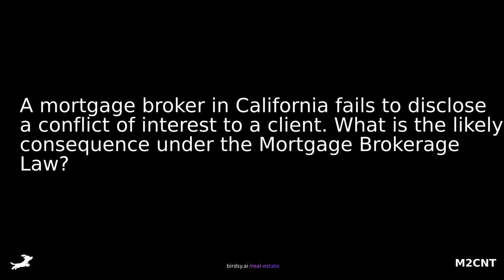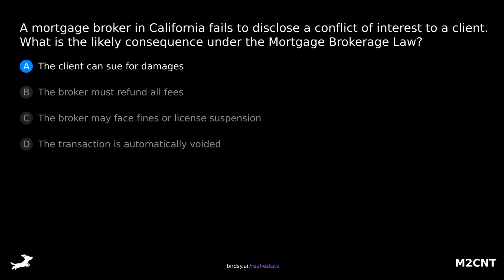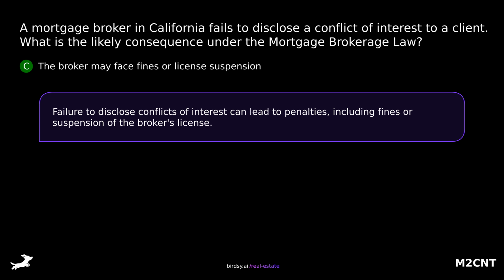A mortgage broker in California fails to disclose a conflict of interest to a client. What is the likely consequence under the mortgage brokerage law? Is it A, the client can sue for damages? B, the broker must refund all fees? C, the broker may face fines or license suspension? Or D, the transaction is automatically voided? The answer is C. The broker may face fines or license suspension. Failure to disclose conflicts of interest can lead to penalties, including fines or suspension of the broker's license.